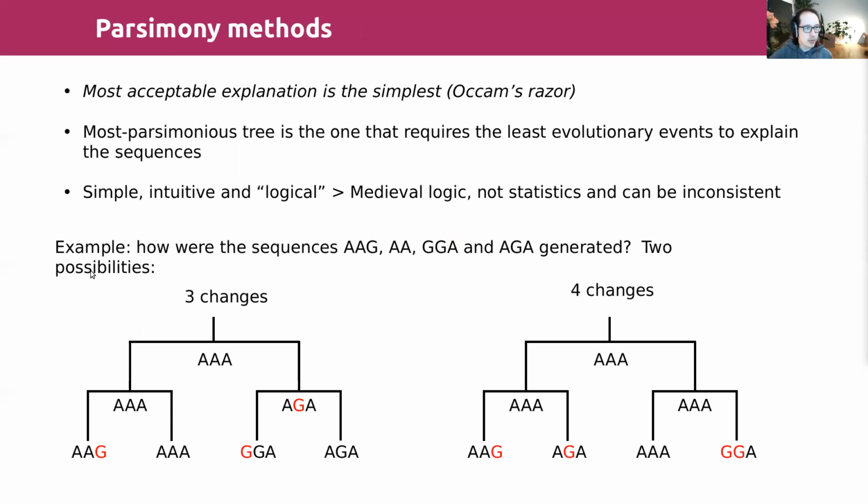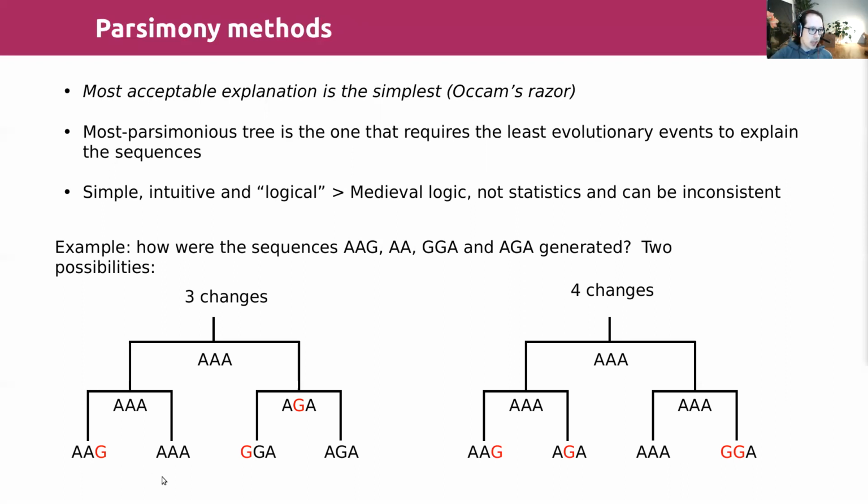And the principle behind this is the idea that the most acceptable explanation is the simplest one, or Occam's razor. And in the context of trees, this is saying that the most parsimonious tree is the one that requires the fewest evolutionary events to explain the sequences that we see.